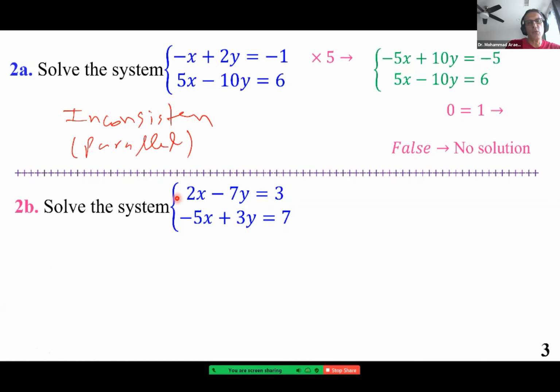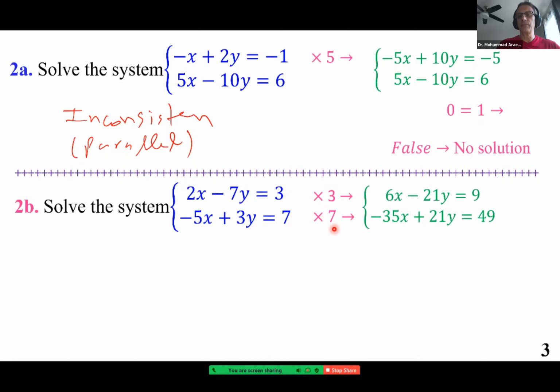Now, if you want to get rid of the x variable, you can multiply this one by 5, this one by 2. If you want to get rid of the y variable, you can multiply this one by 3, this one by 7. It is your choice. If we multiply by 3 and 7, here's what we get for the first one. So multiply 3 by both sides of the first equation. You get 6x minus 21y equals 9. Multiply 7 by both sides of the second equation. You get negative 35x plus 21y, and the right side is 49.